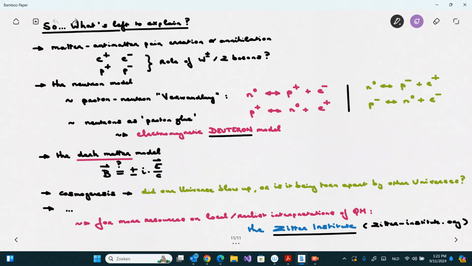I'm 55 years old now, and the books that Penrose is publishing, or Brian Greene, or you name it, they're churning out the same mystery or guru stuff all the time. And you go like, I'm tired of reading these books because I don't learn anything new. So if you want to learn something new, then go to this Zitter Institute.